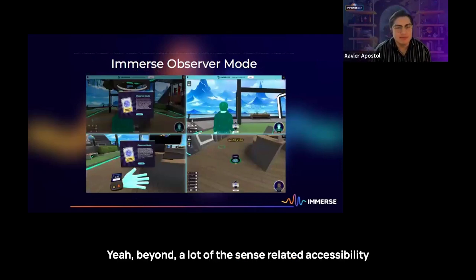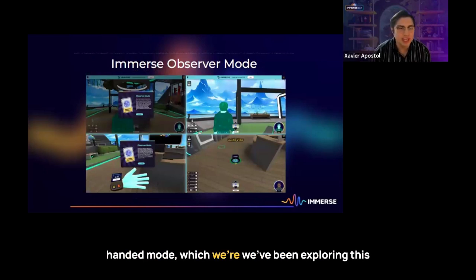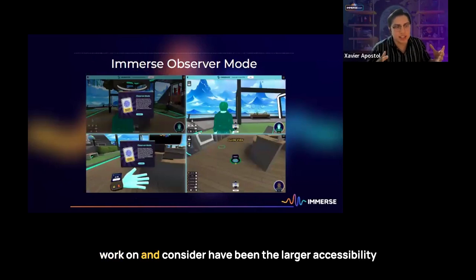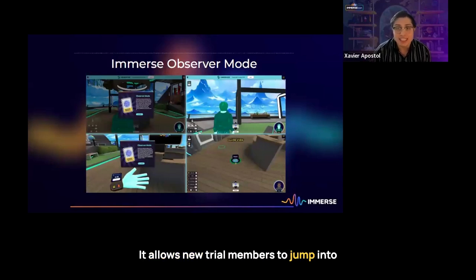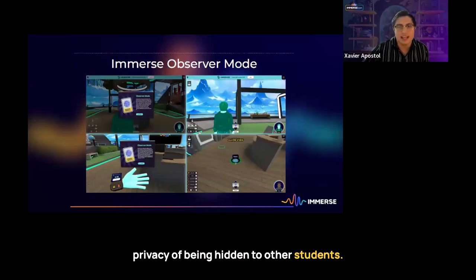Yeah, for sure. Beyond a lot of the sense-related accessibility options, our movement comfort settings, our one-handed mode, which we've been exploring this past year during Immerse's annual Hack Week, one of the accessibility systems that I've been really excited to work on has been the larger systems that delve into class management. So this is our observer mode. It allows new trial members to jump into lessons and observe the interactions between guides and current members. So like auditing a class, but with the privacy of being hidden to other students.